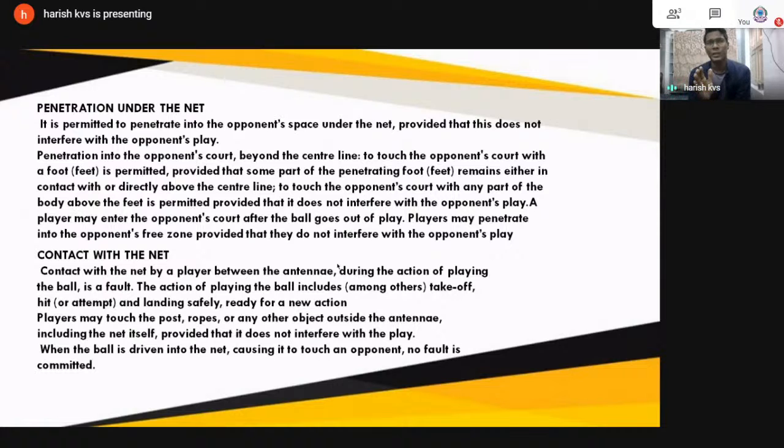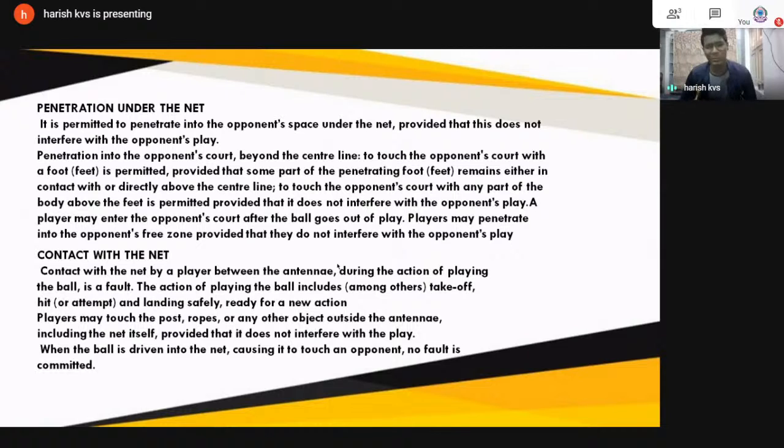If the ball is dead, if the player is hitting an aggressive shot and he smashes the ball and the point is scored, after that he lands on the floor and crosses the center line, then it shall not be counted as a foul violation. Contact with the net by a player between the antennas during the action of playing the ball is a foul. The action of playing the ball includes takeoff, hit, and landing safely, ready for a new action. Players may touch the post, ropes, or any other object outside the antenna, including the net itself, provided that it does not interfere with the play.